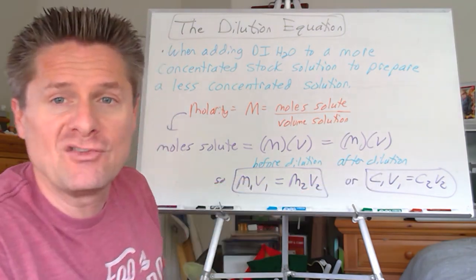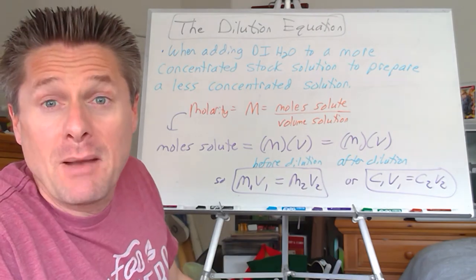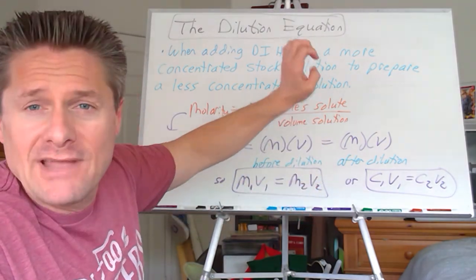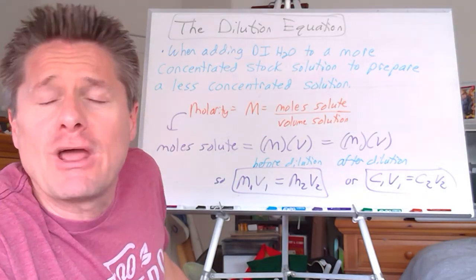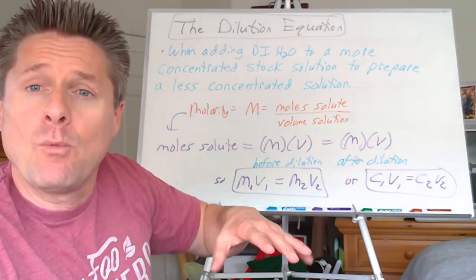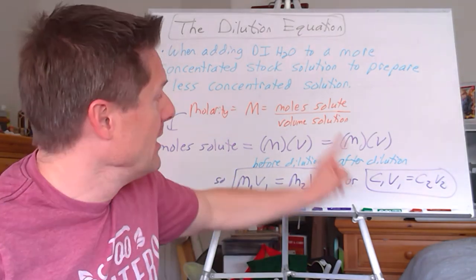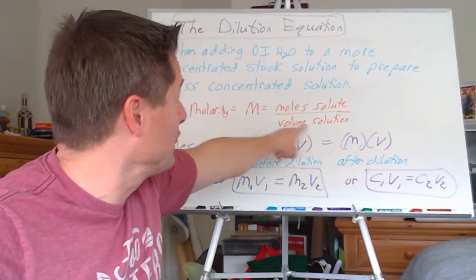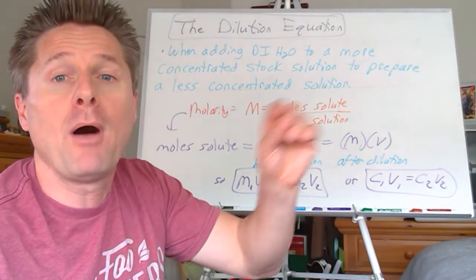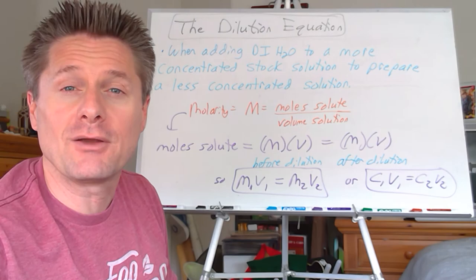Sweet, sweet equations. You know, they can be provided on exams, but that's very easy to remember and easy to derive as well. So let's do a calculation where we take a more concentrated stock solution, try to figure out the volume of that more concentrated stock solution that we need to add water to create a solution with a lower concentration. Let me stick that up on the board. Great little equation, and that's where it comes from, the fact that the moles of solute does not change upon adding water, more solvent. That allows you to derive this cool little shortcut equation.